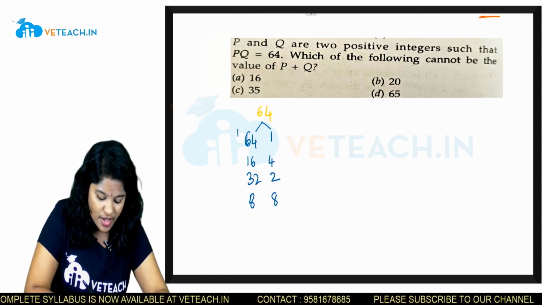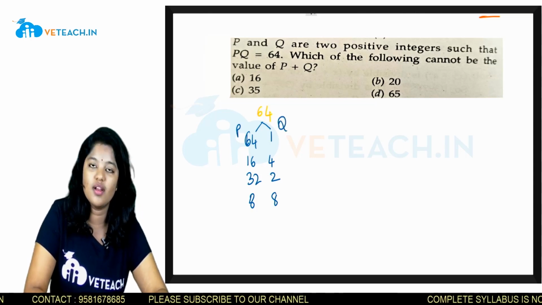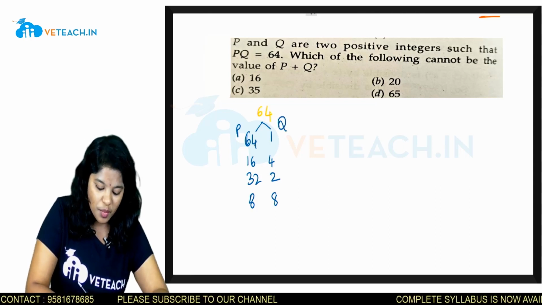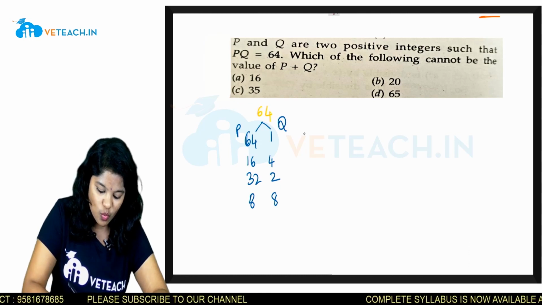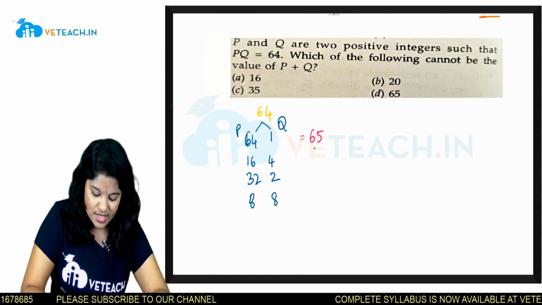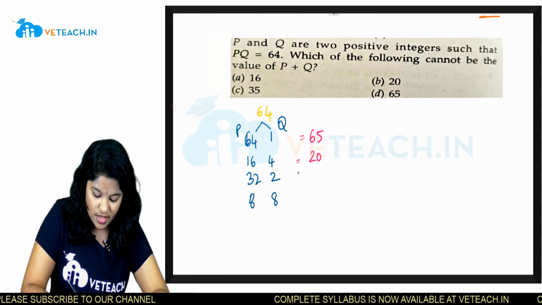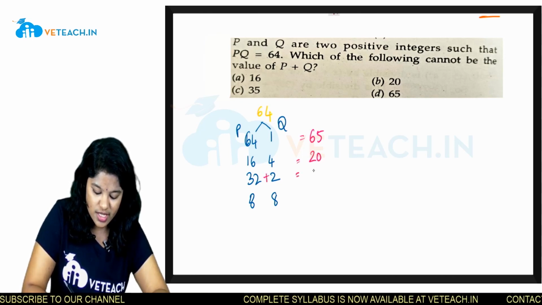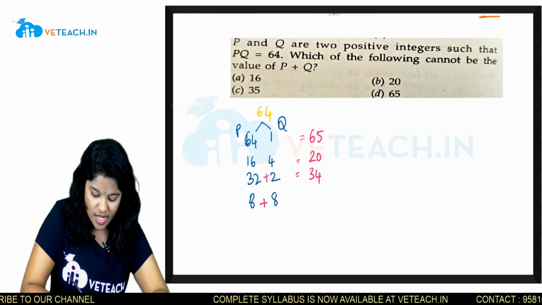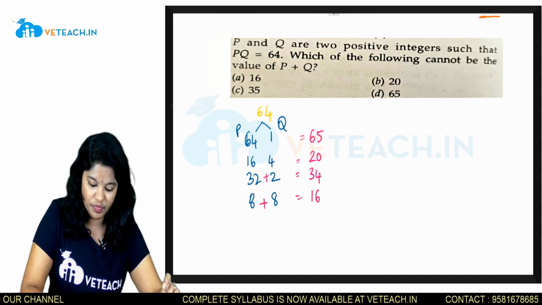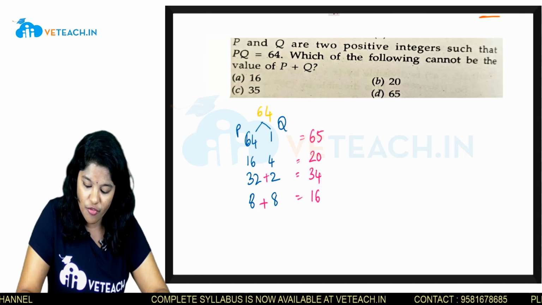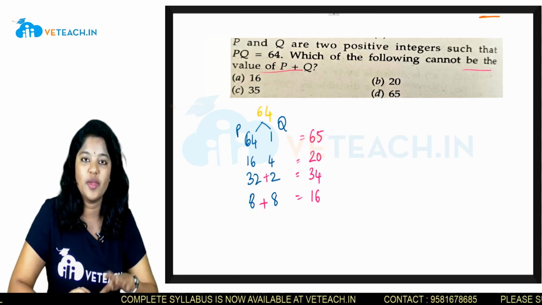So suppose I consider these all as P and these all as Q, let us check. P plus Q: 64 plus 1 is equal to 65, 16 plus 4 is equal to 20, 32 plus 2 is equal to 34, 8 plus 8 is equal to 16. So they asked which of the following cannot be the value of P plus Q.